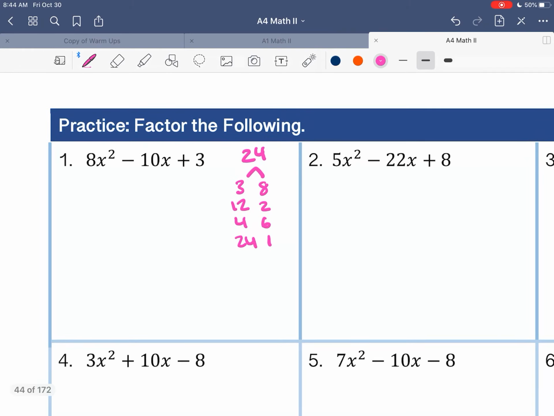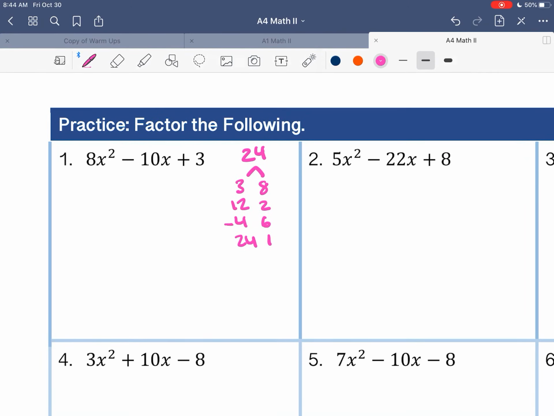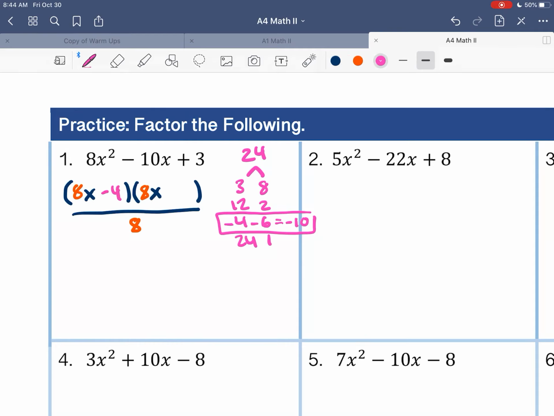Anyhow, so we have to get our numbers to add to -10. So 4 and 6, if you make both of them negative, will add to -10. So this is the pair of numbers that we want here. So just remember, we set our two binomials up, and then we put our a value at the beginning of both binomials and then underneath. And then we use our -4 and our -6 to complete those binomials.